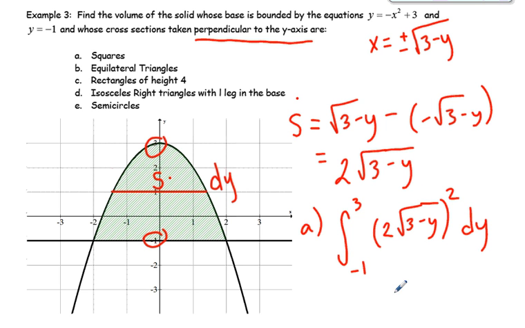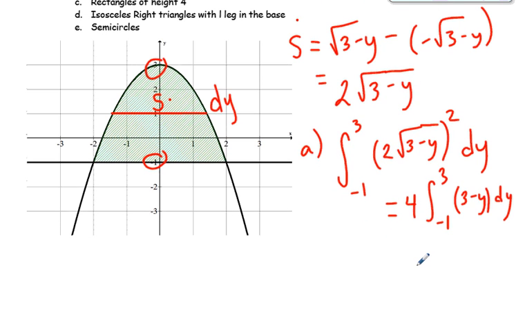All right, and then if we were to actually simplify that, I just want you to see that this would be, the 2 squared would be 4, which can come out front. So just if you were doing this by hand or something. And then the square root of 3 minus y squared would just be 3 minus y. So this actually becomes pretty easy to integrate and solve for. And when you solve for that, you would get 32.